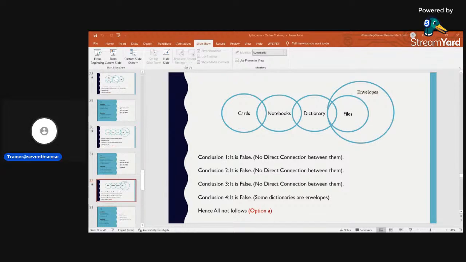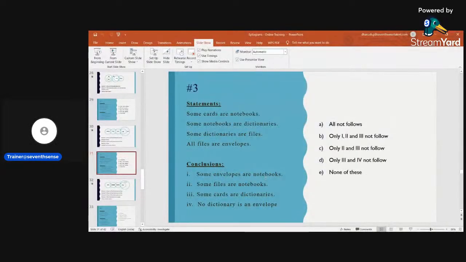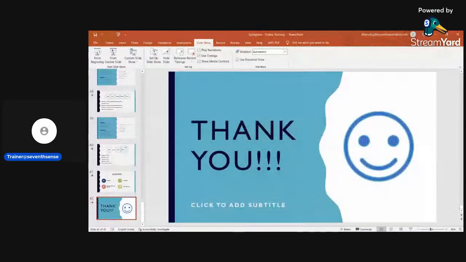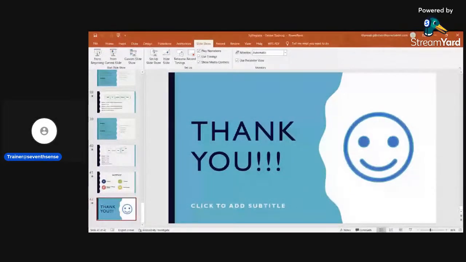So this is all about syllogism. Now we can enter into the direction sense problems. Is this syllogism concept clear? If my voice is audible, please do reply with yes. Is all this syllogism concept clear?